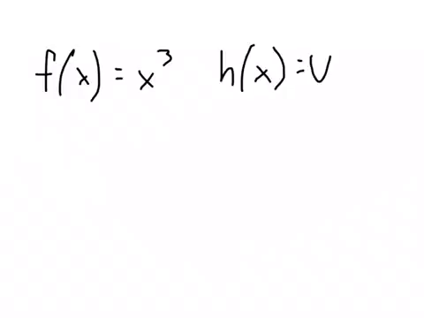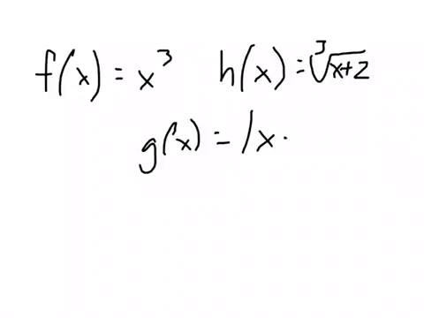Otherwise, just about any other function you can think of, like an x cubed function, a cubic function, or a cube root, h of x is equal to the cube root of x plus 2. With cube roots, I can take the cube root of a negative number, that's fine. So all of those don't have restricted domains. If I had g of x is equal to the absolute value of x minus 2, that's fine. On all of these, the domain would be from negative infinity to infinity.